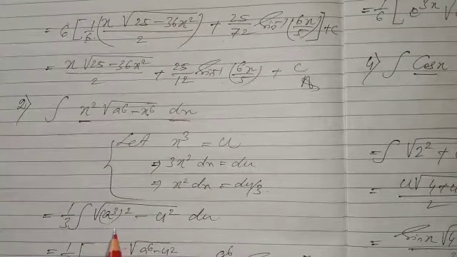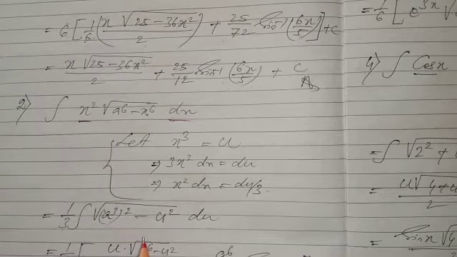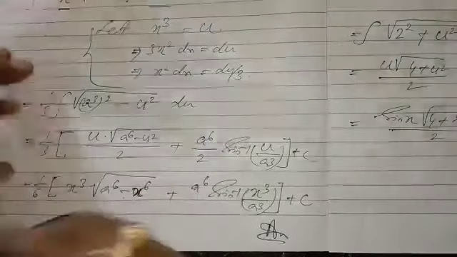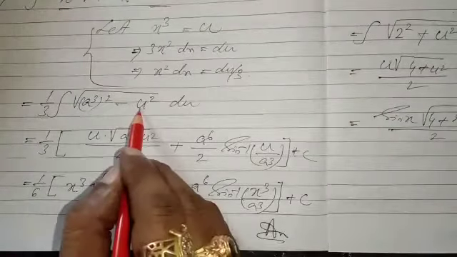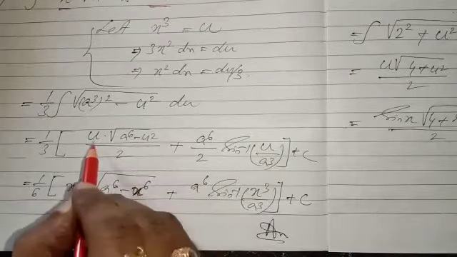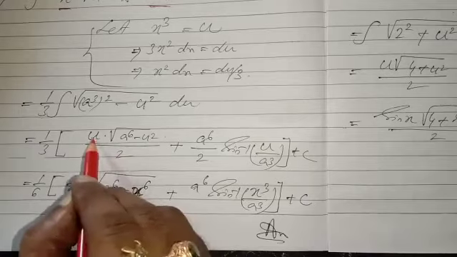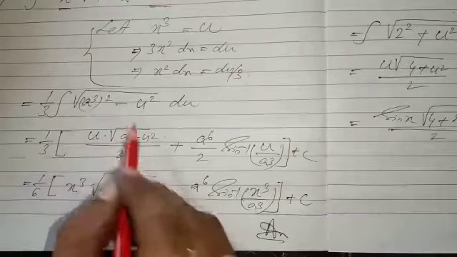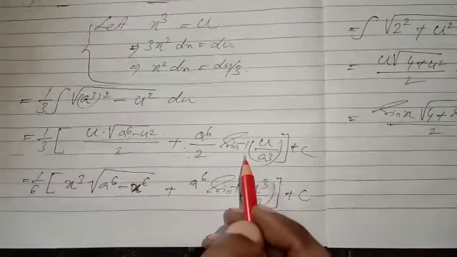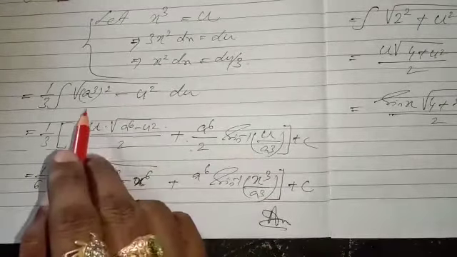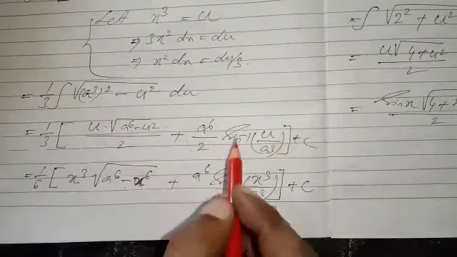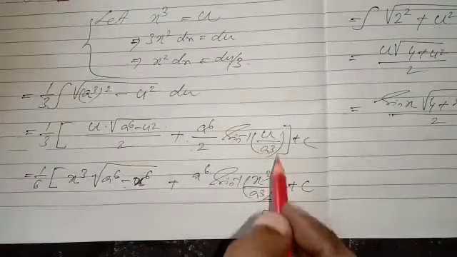The same formula you have to apply here. The formula is root over a square minus x square. What is that formula? It is x into root over what is written, that you have to copy here, by 2, into what is root over present, that you have to copy here, plus a square by 2 into sine inverse x by a. Here a means a cube because a cube whole square, and sine inverse x means u by a.